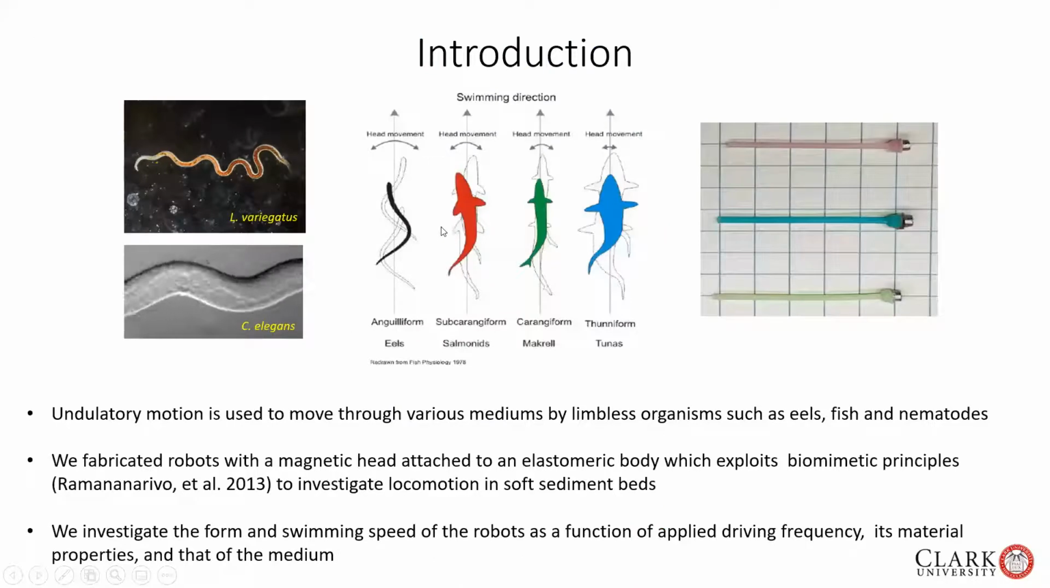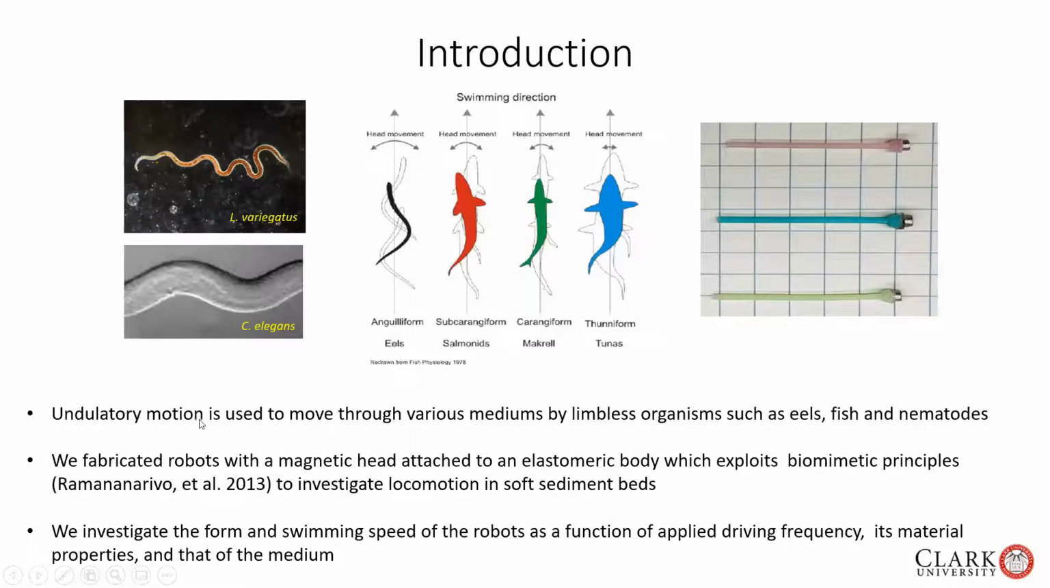In nature, limbless organisms such as eels and fishes use undulatory motion to navigate through various media. As you can see in the picture at the center, we have 4 types of swimming. Today we're going to talk especially about anguilliform swimming. Many microbial organisms, such as the Lumbriculus variegatus and the C. elegans, also utilize anguilliform swimming to navigate their respective media as well.